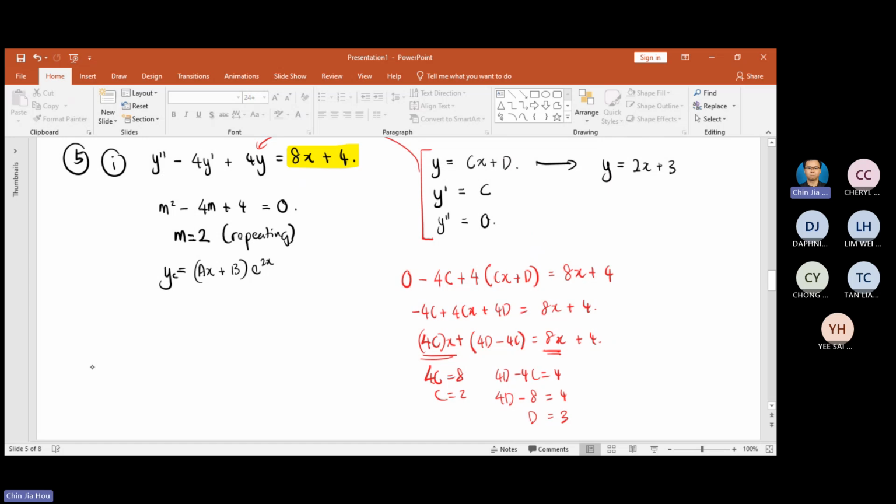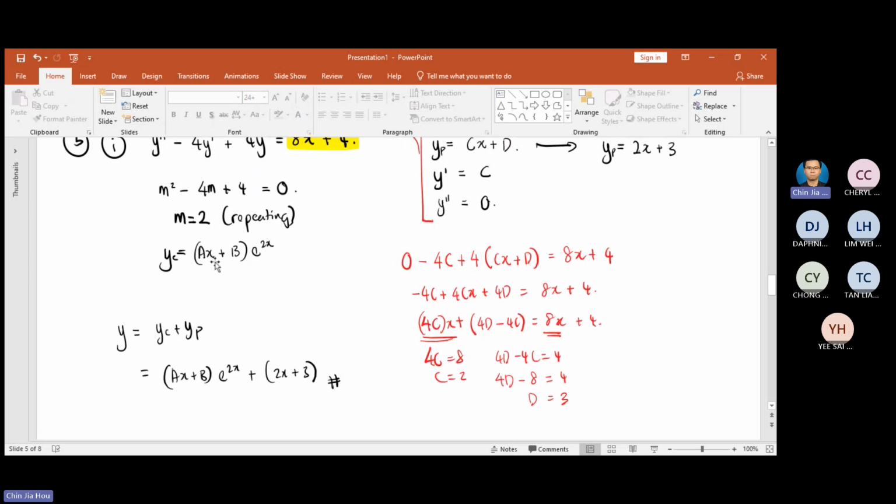The complete general solution is supposed to be y equals yc plus yp. So we have ax plus b, e to the 2x, plus 2x plus 3. That is the general solution. So you can see the part is more tedious when you have the trial function.